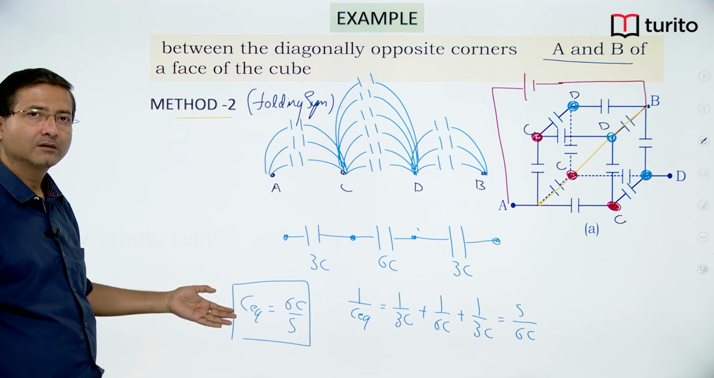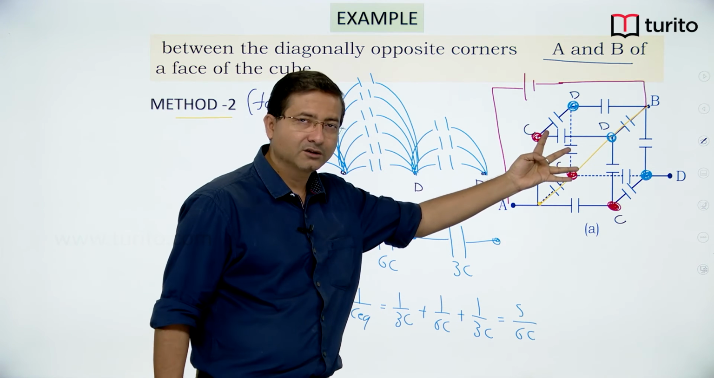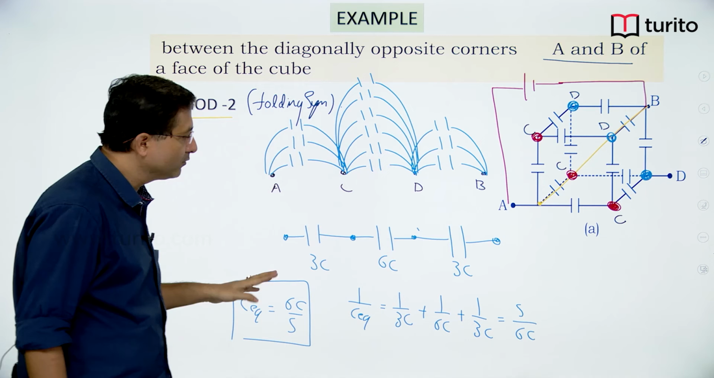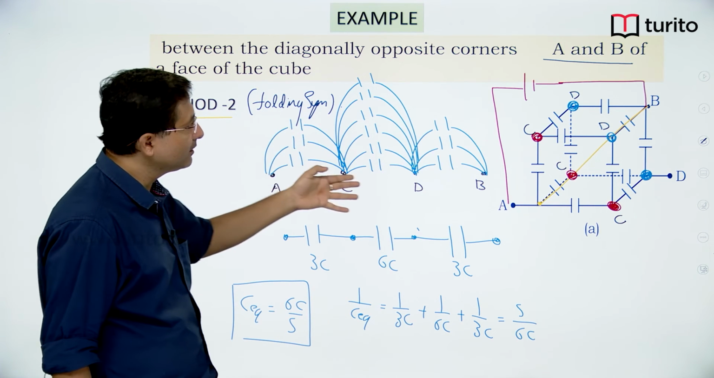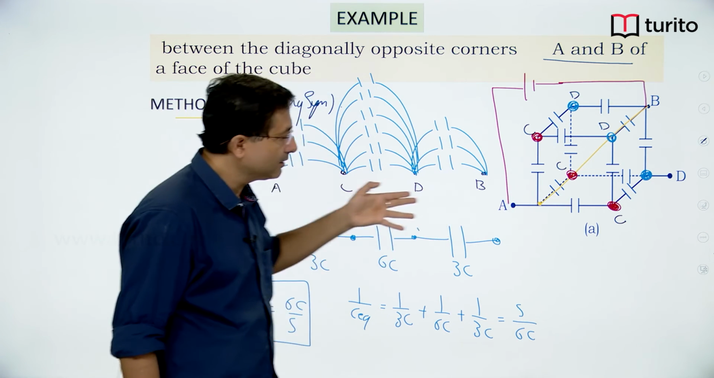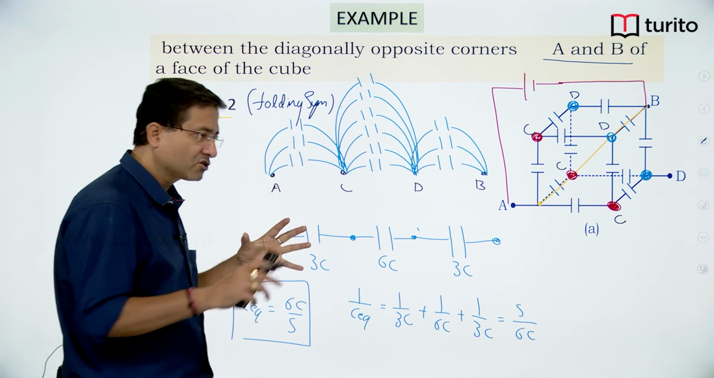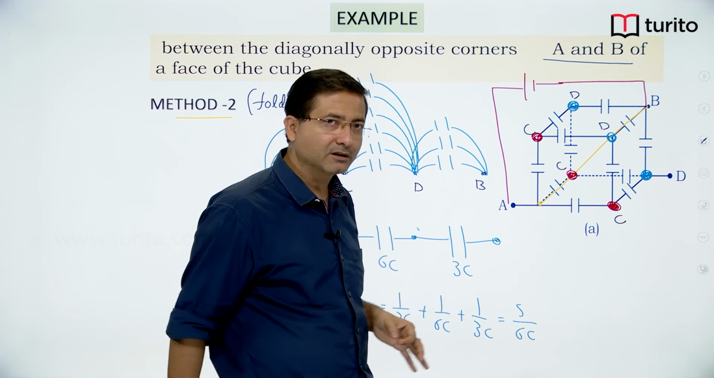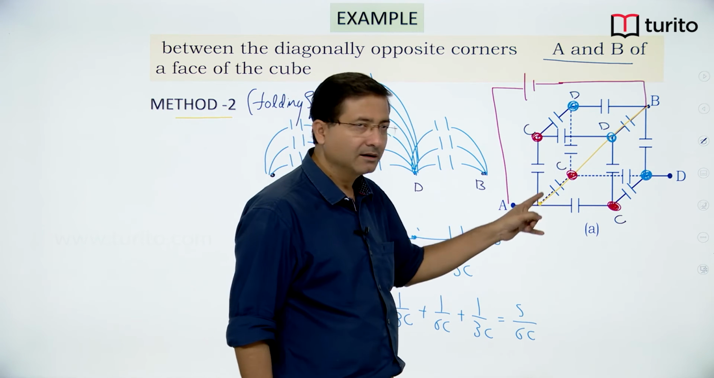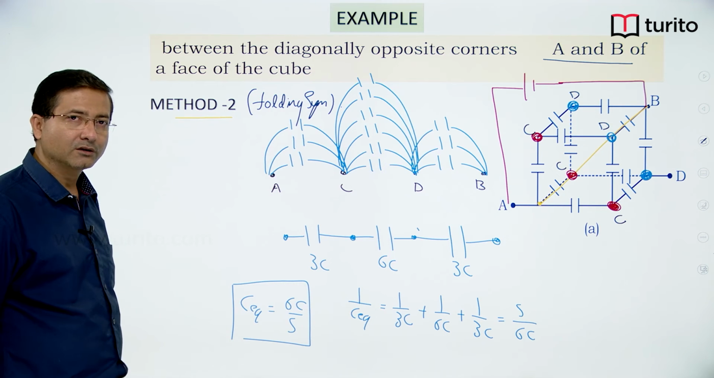So, by distribution of charge using input output symmetry we got 6C by 5. Now, using folding symmetry, I am getting the same result, right. As the structure is in 3 dimensions, we are talking about the line of symmetry. So, about the diagonal it was symmetric, and using the concept of symmetry we solved this problem.